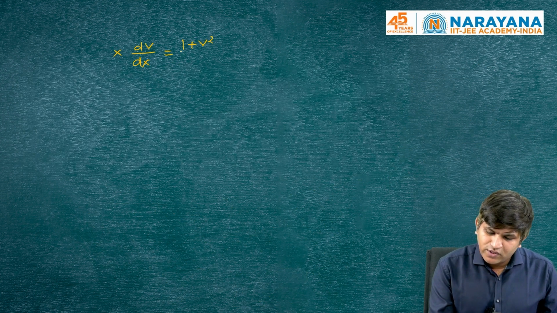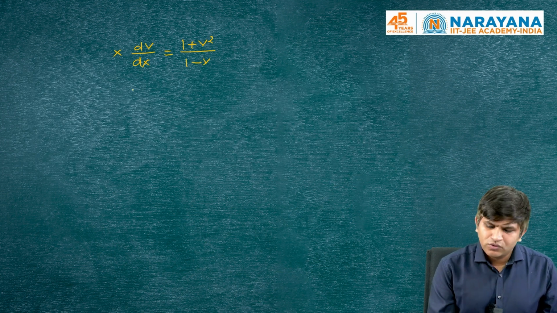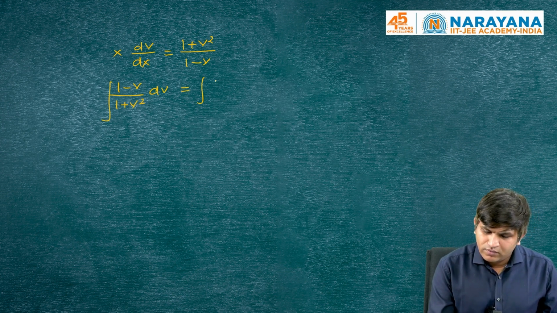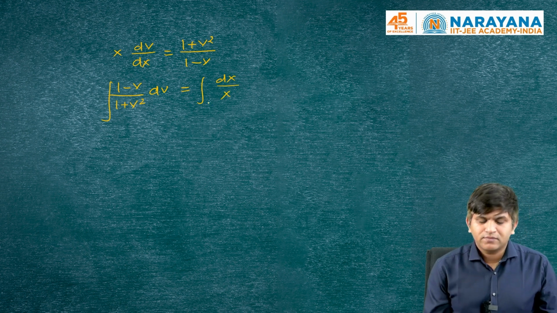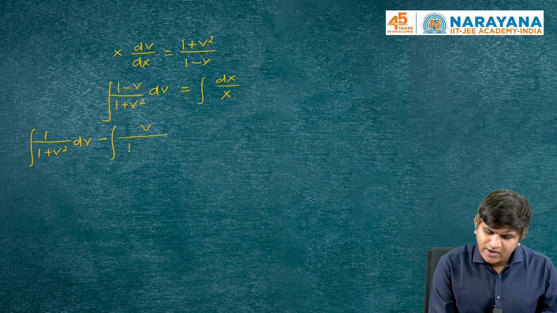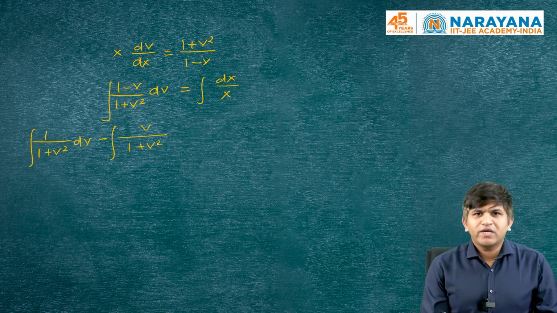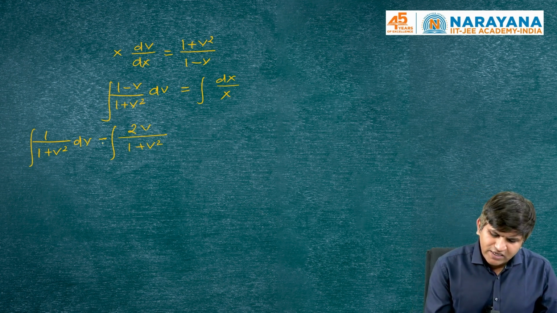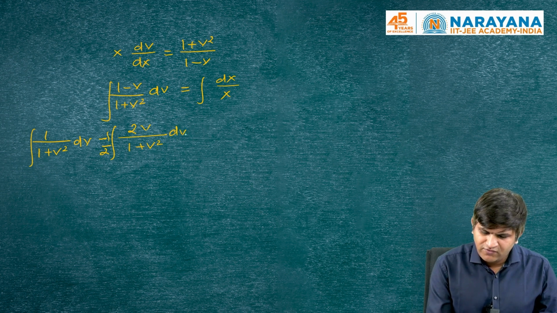So 1 plus v square upon 1 minus v we got. So we can write it as (1 minus v) divided by (1 plus v square) dv is equal to dx by x, right? So now to integrate this, we can separate this integral as 1 upon 1 plus v square dv minus v divided by 1 plus v square. To make this in the form of f dash x by fx, we can multiply and divide by 2, dv equals dx by x, right?